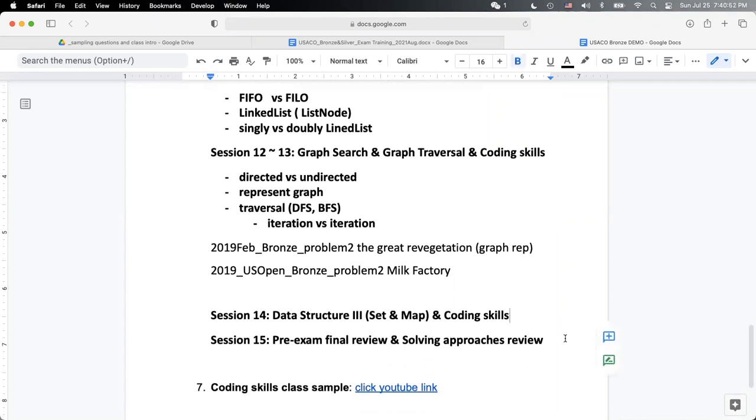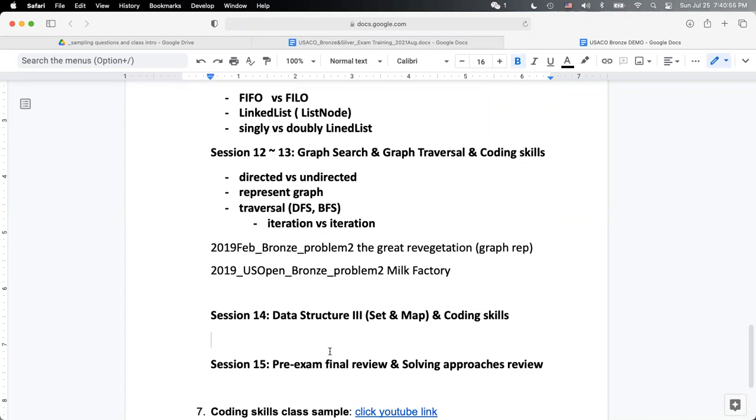All right, continue. Data structure 2, 3. This one is going to cover set and map, hash set, hash map. Those are, I would say, frequently used in USACO Bronze. Definitely you need to understand how it works behind set and behind map. So we're going to use the same approach as we did when resolving the other 2 data structure sessions. So basically understand how to implement it.